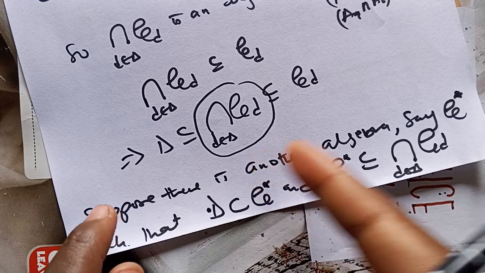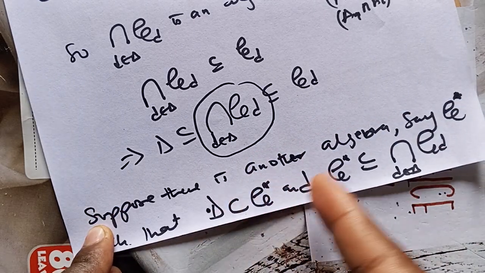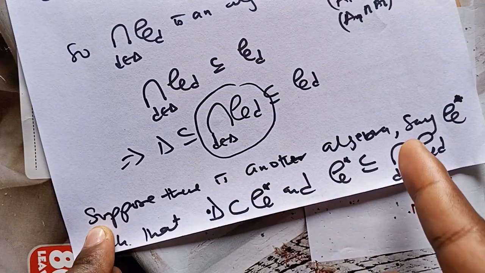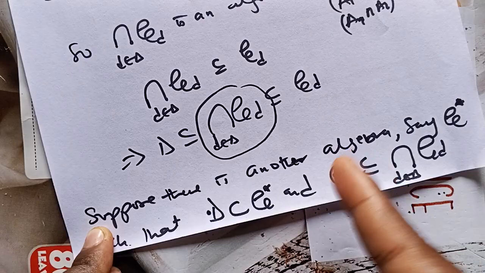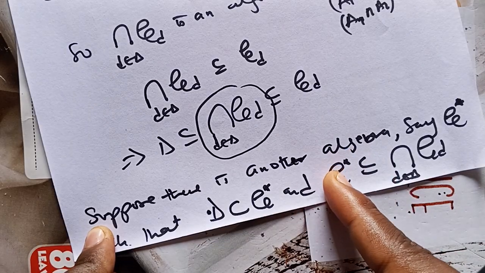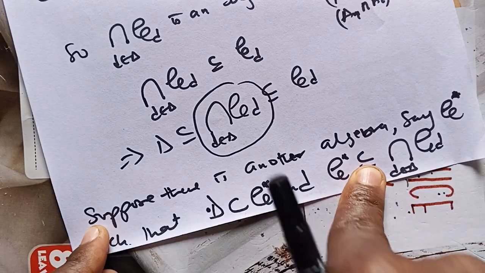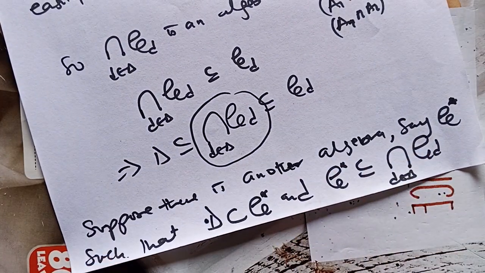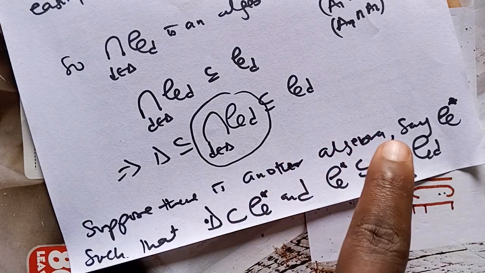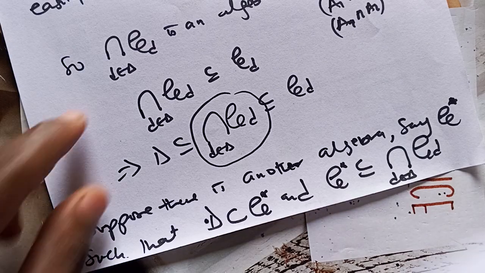What this means is that suppose there is another algebra that contains D, that's what it means, and this algebra is the smallest. Remember we said that this was the smallest initially, right? So if there's anything smaller than this, then this is what? The smallest. So suppose there is another algebra containing D and it is the smallest. Now if we can show that this algebra is equal to this, then we are done. Then we have shown that this is unique.